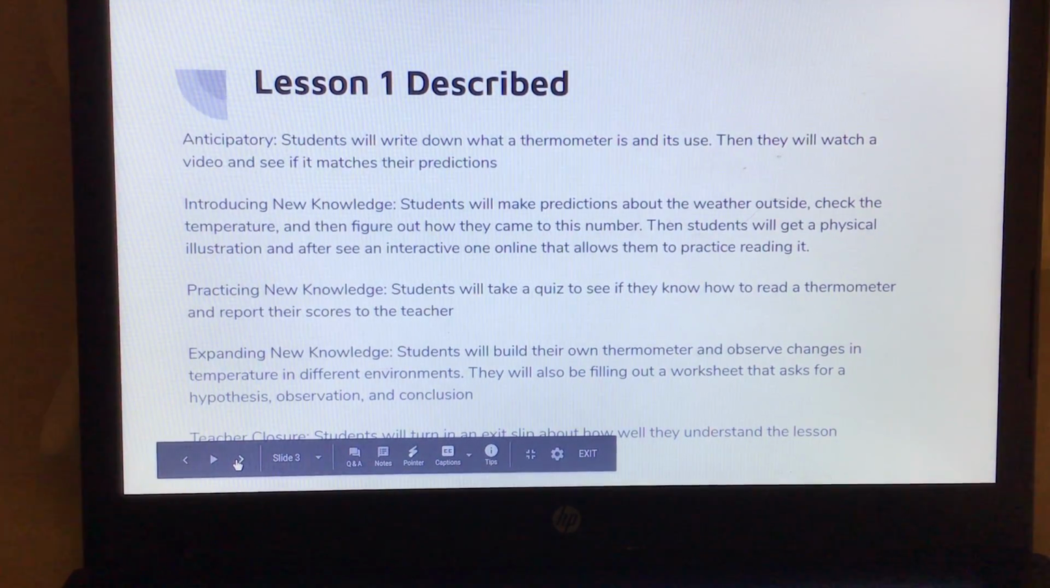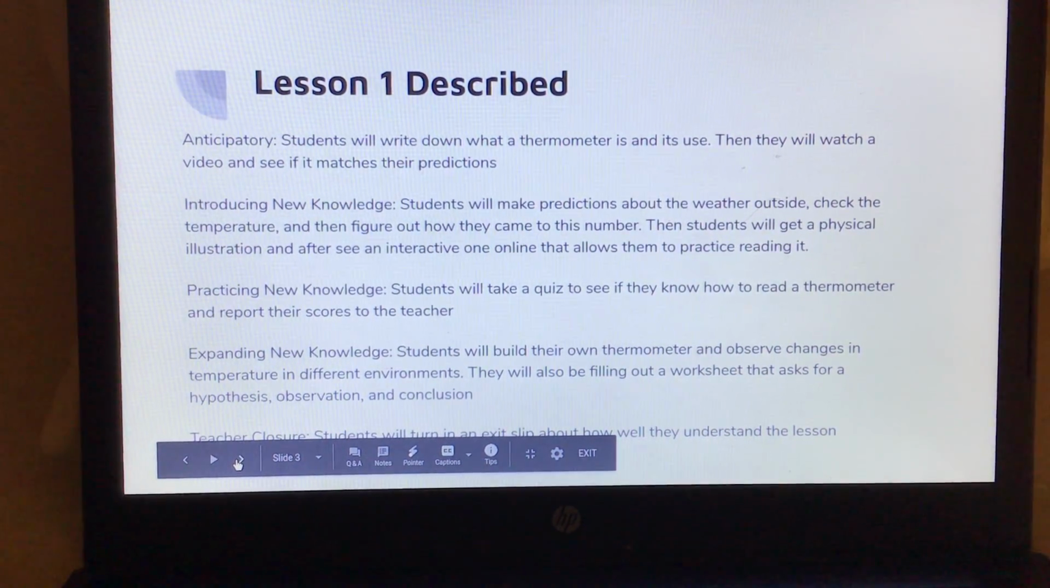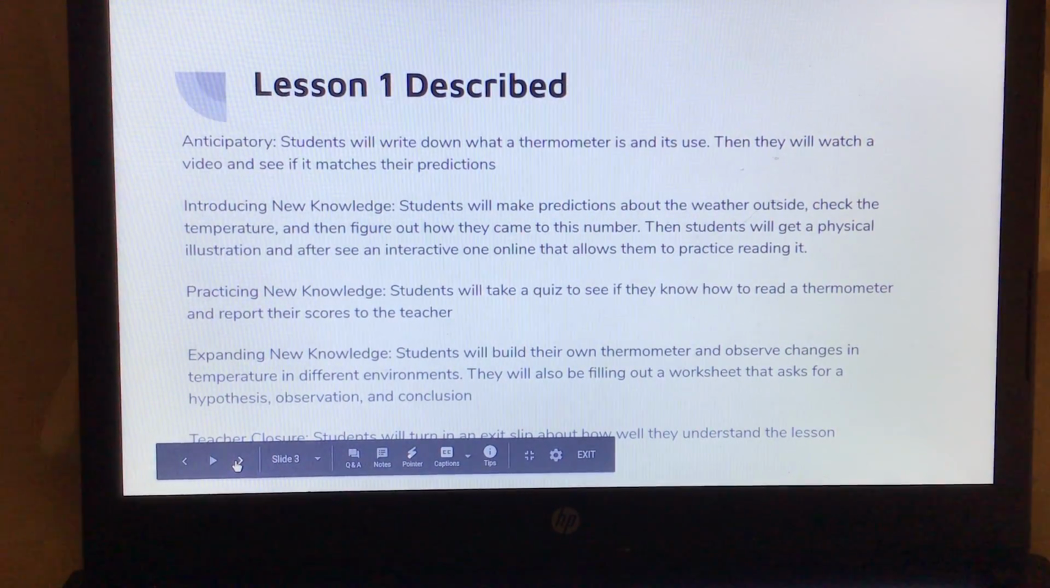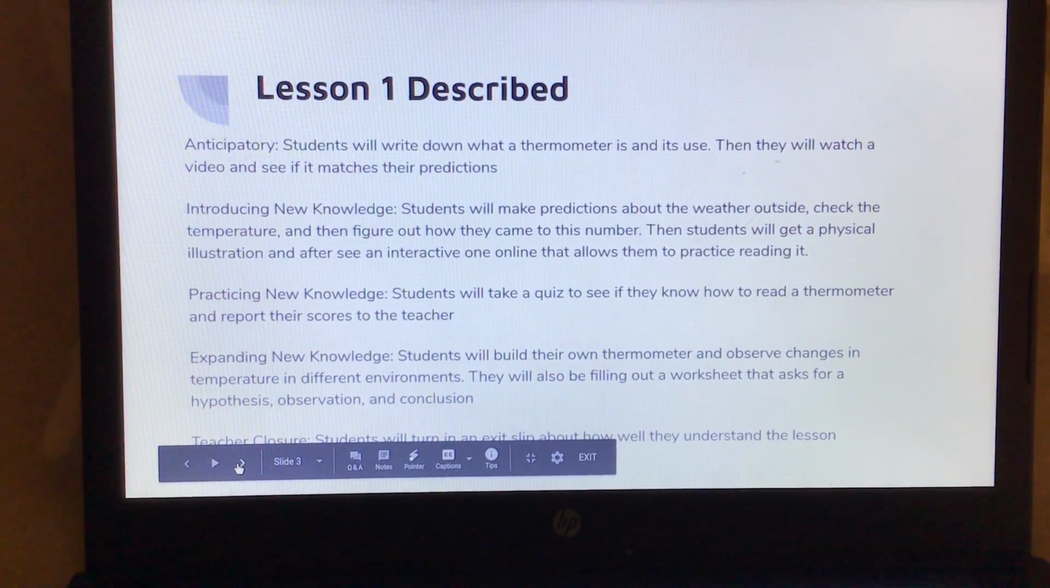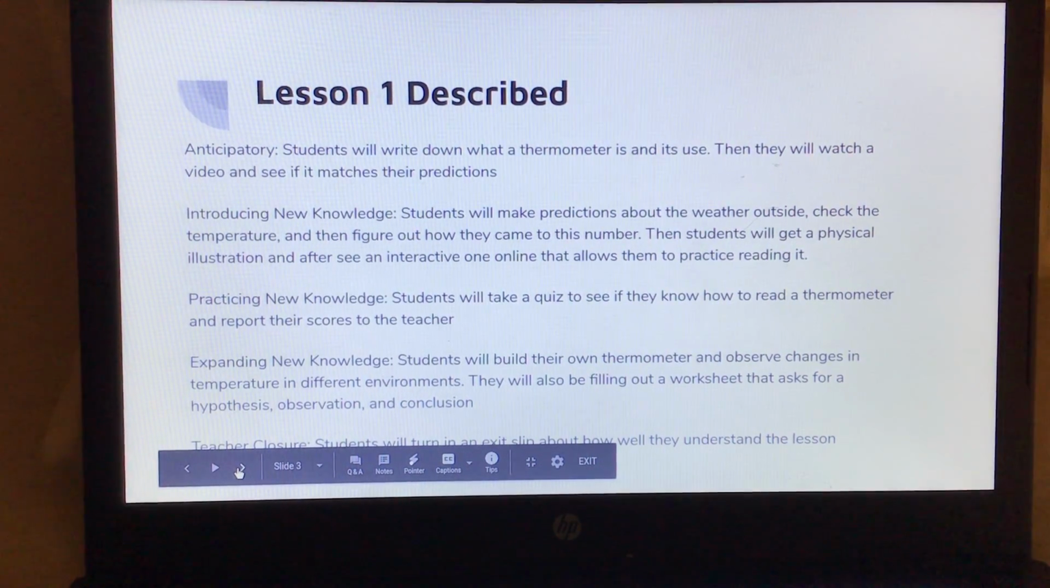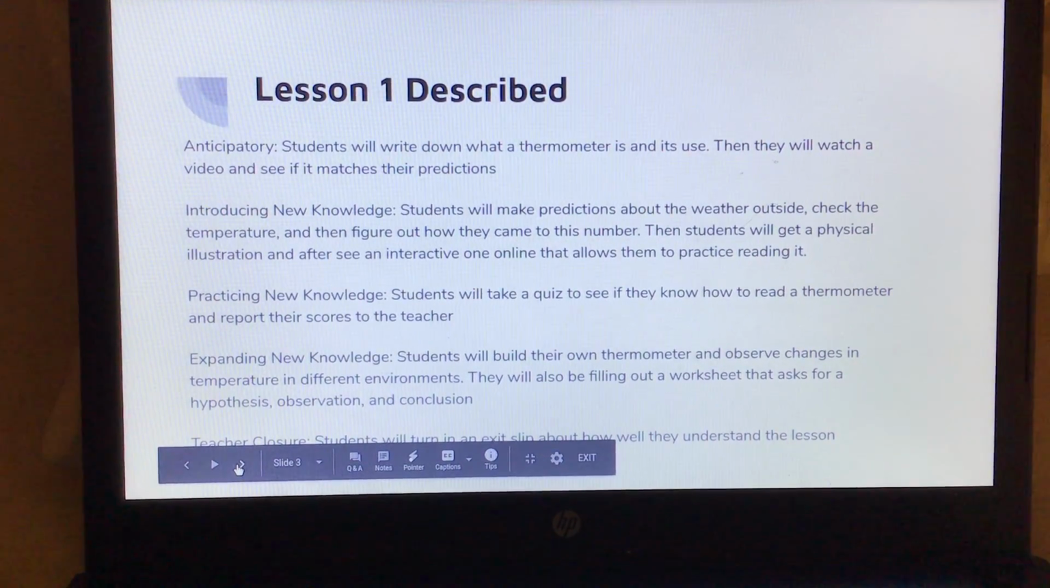For practicing new knowledge, students will take a quiz to see if they know how to read a thermometer and then report the scores to the teacher. From here, the teacher will see which students are on track and which students still need help with this lesson.